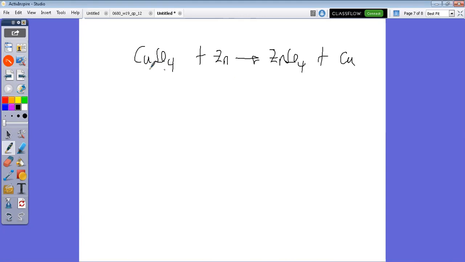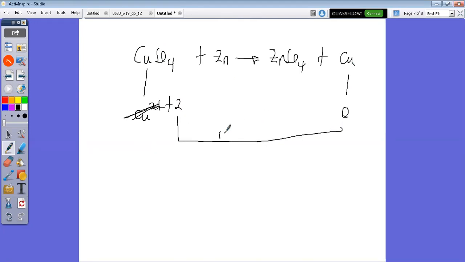Now, let's look at what happens there. This copper, you see copper is an ion there because it's bonded to sulfate. It's copper 2 plus. So the oxidation state is plus 2. Then this one is 0. So what has happened here? Reduction. Then this zinc is 0 oxidation state, but now it's bonded, it's plus 2. What has happened? Oxidation. It has been oxidized.